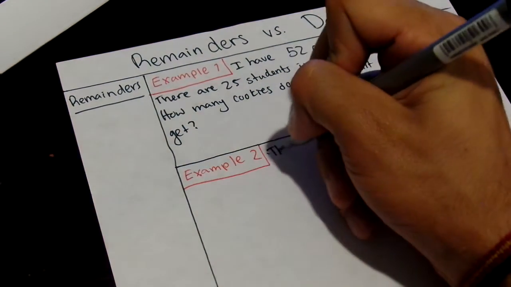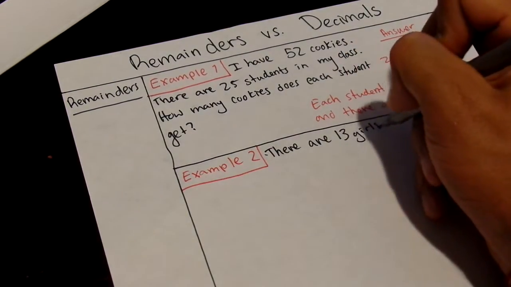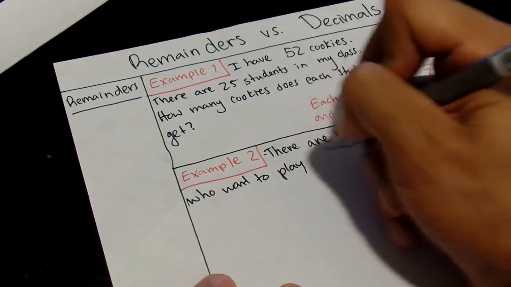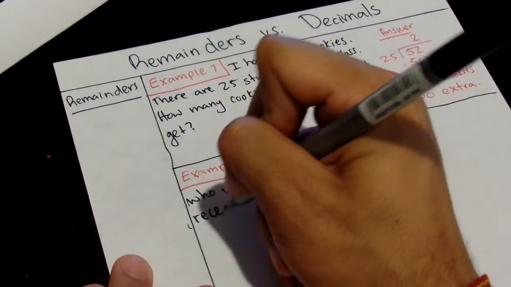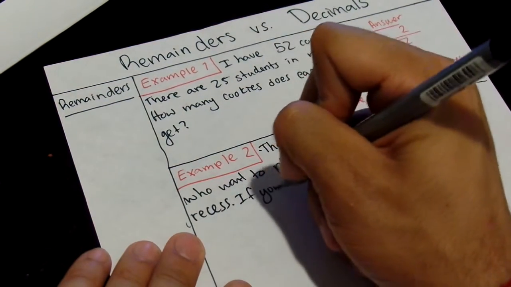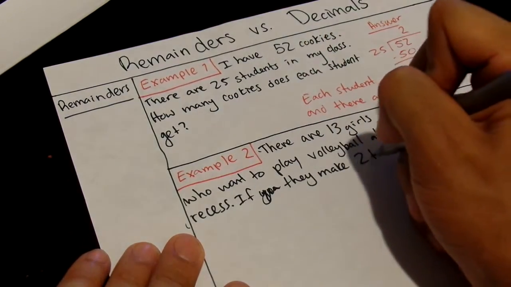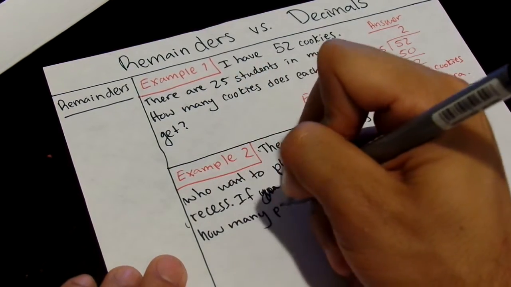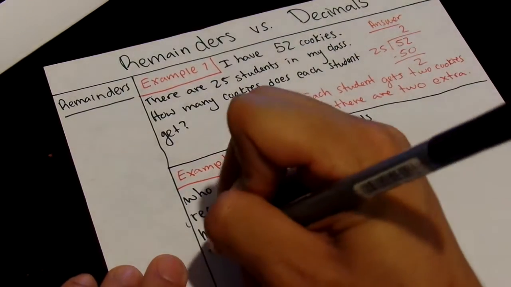So, there are 13 girls who want to play volleyball at recess. So if they make 2 teams, how many people are on each team?